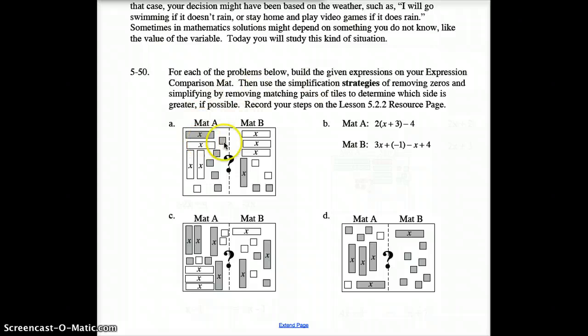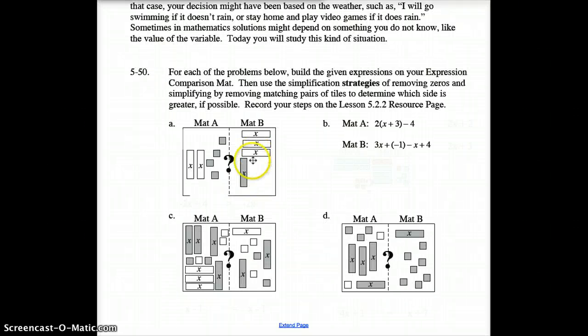Let's look at mat A and mat B. What can we simplify? Well, we've got a positive x and a negative x, so those can disappear. Down here we've got a negative 1 and a positive 1, so those can disappear. On the other side over here, we've got these positive 2 and these negative 2, so those can disappear.